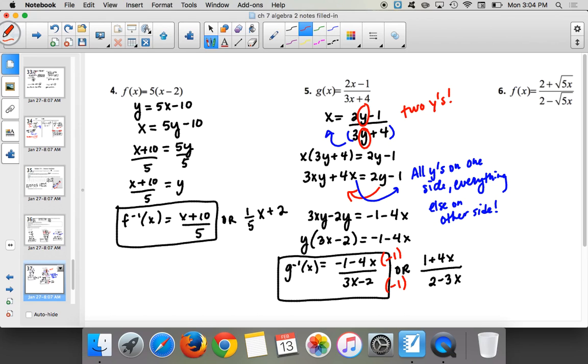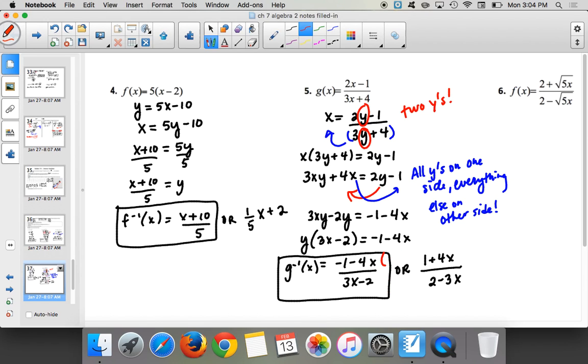Now, if this was on a standardized test like the SAT or something, what they would do is probably write it with the least number of negatives. So sometimes even when I get that answer of negative 1 minus 4x over 3x minus 2, I'm like, oh, there's too many negatives, and then I multiply through by negative 1 on top of that. So it's up to you guys.